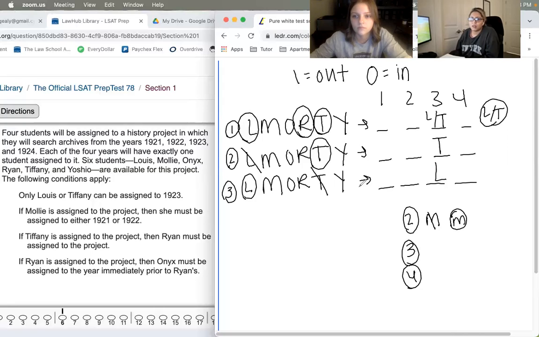And then in 2. Yeah. What about number 3? Do we know what happens to R in number 3, if anything? I would say, I guess we don't know because T is out. So technically, couldn't R still be in?